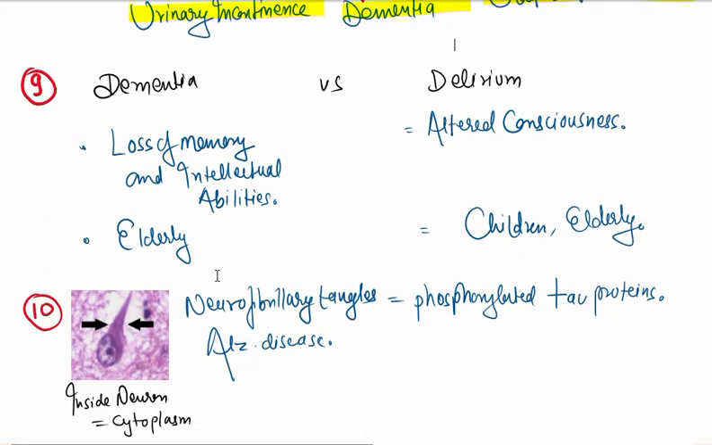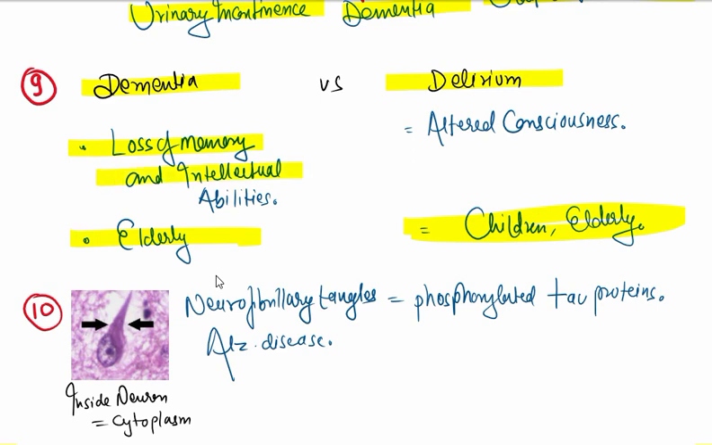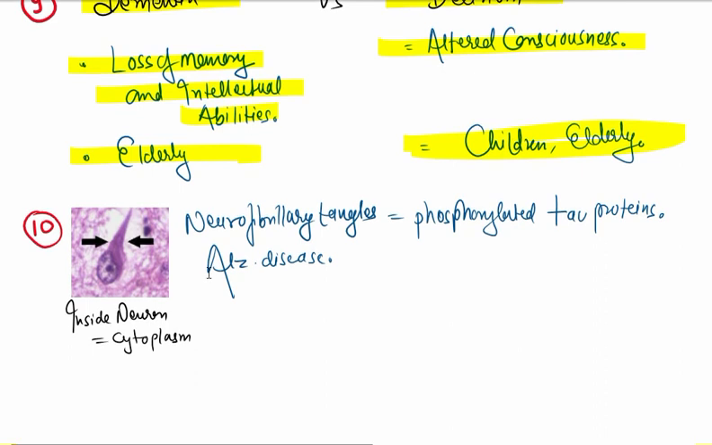Next one, what is the difference between dementia and delirium? Dementia has an old onset usually, so this is seen in elderly patients. Delirium can be seen in children as well as the elderly. In dementia, loss of memory and intellectual abilities is seen, but in delirium altered consciousness is seen.